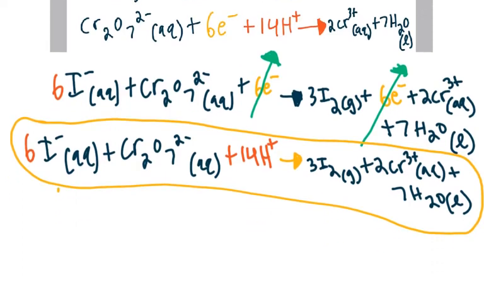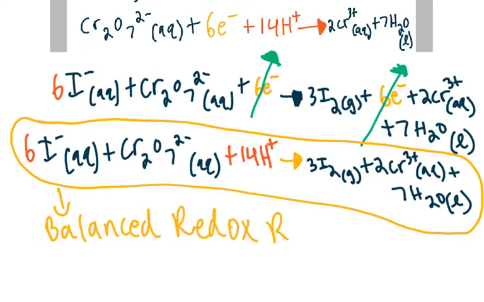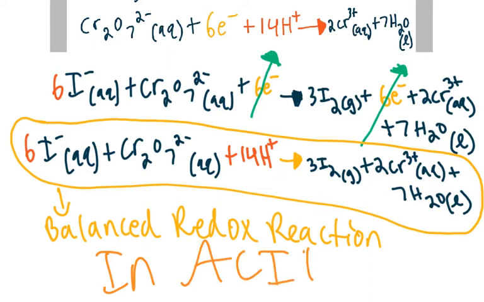So let's go and write this down. This is our balanced redox reaction in acid, all right? Let's go and highlight that, in acid. The reason I'm saying in acid, guys, is because there's also a way to balance redox reactions in base, okay? And we'll cover that in a future video.